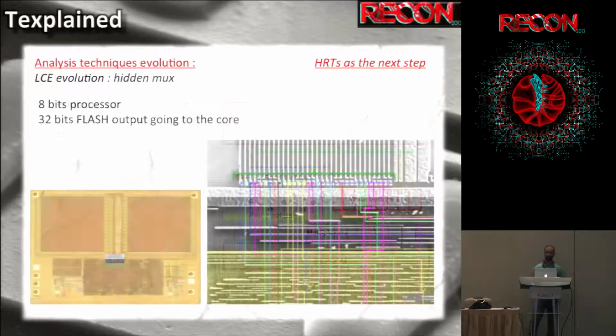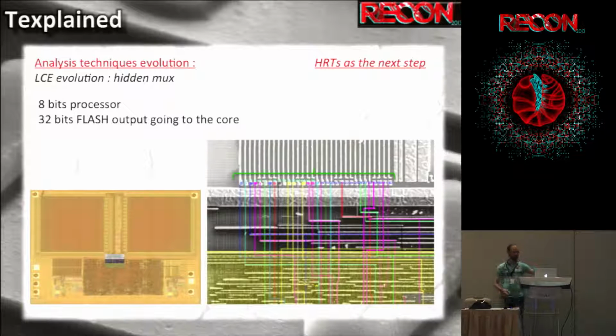This example is another chip. In the middle, I put a SEM image, an electron image, just to show you the output of this memory that you see on the top of the chip. There were 32 lines going directly to the core, and for sure it's an 8-bit processor. If I take the 32 lines and probe them, I will have some data, but I don't know what I will do with it, because I don't even know if it's encrypted data or in clear, and whether it's swapped or not. There are a lot of questions to answer.